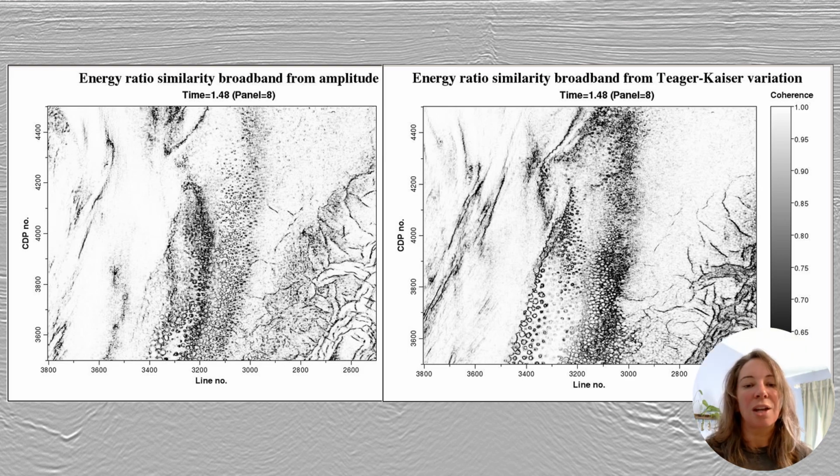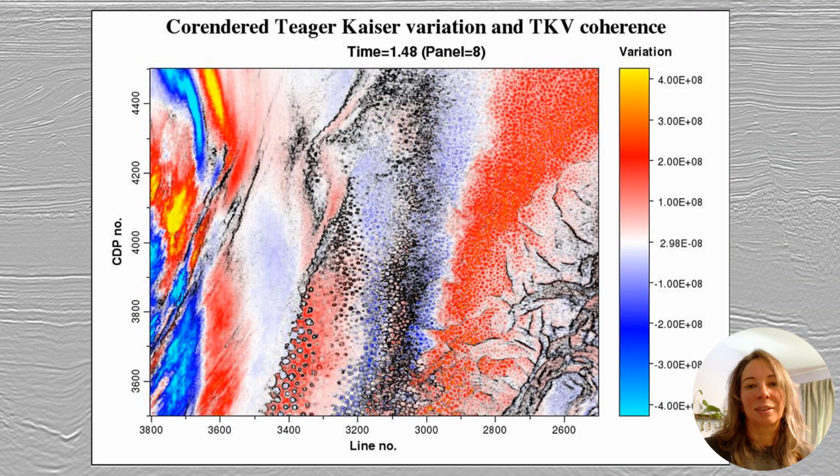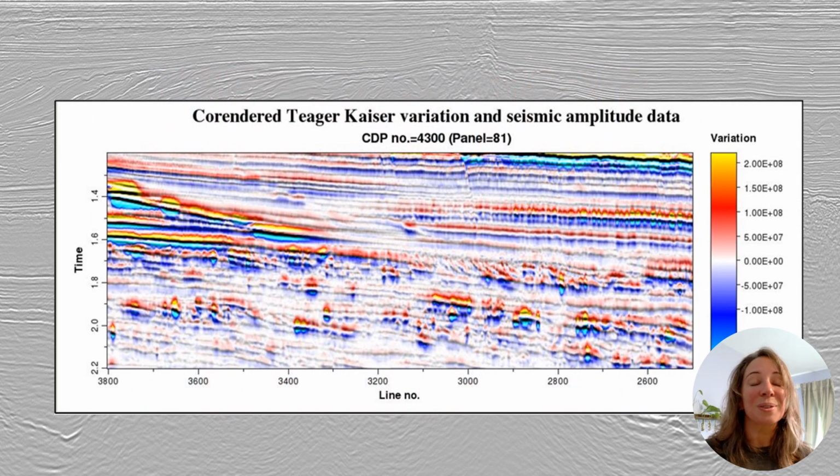In this case, I'm showing the energy ratio similarity broadband just from the amplitude on the left, and the same calculation but done on the TK variation on the right-hand side. And we'll notice that it brings out a lot more detail. And as before, we can co-render to reveal more details about the system in the time slice. And then we can also look at a vertical slice. So we're doing it here along CDP 4300, and it appears that there are new lineaments on the left-hand side of the time slice that we saw.